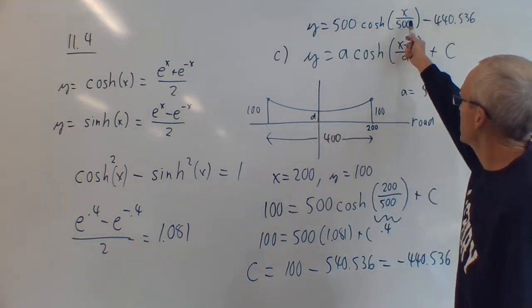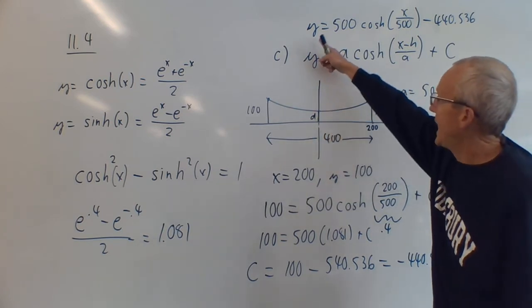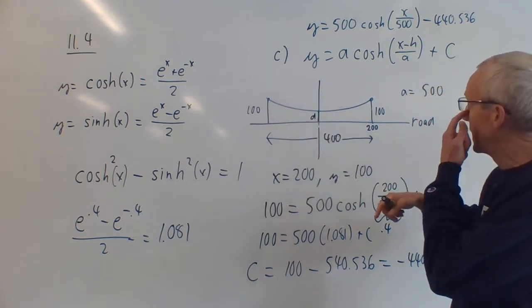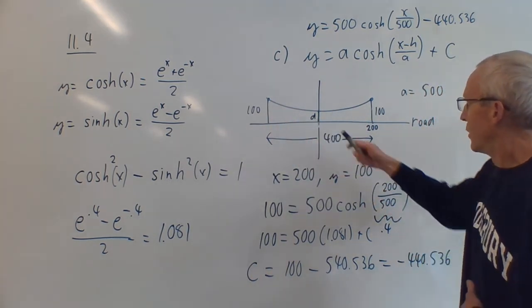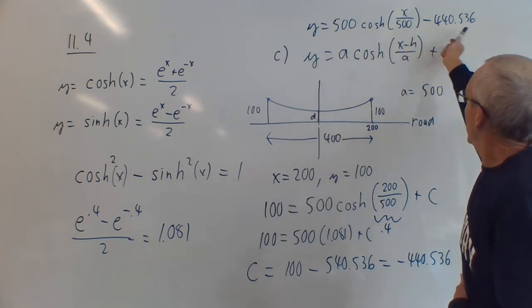So when X is 0, they're right in the middle, right? That's when they're right in the middle. So what is Y, the height? Y is the height, up and down. We know it's 100 here, 100 here. That's what we used. So we plug in X equals 0 here, cosh of 0, and do the math.